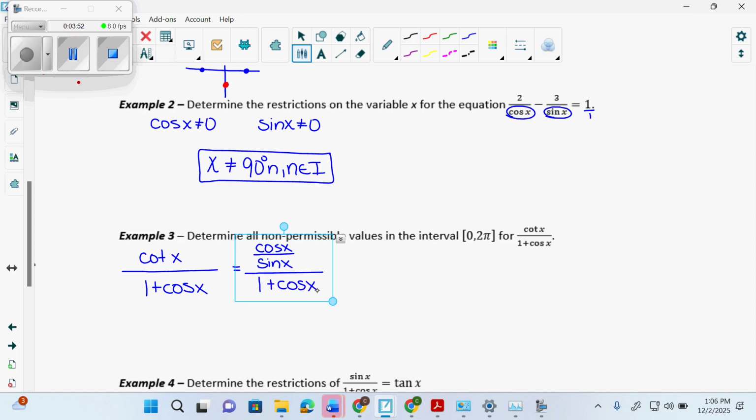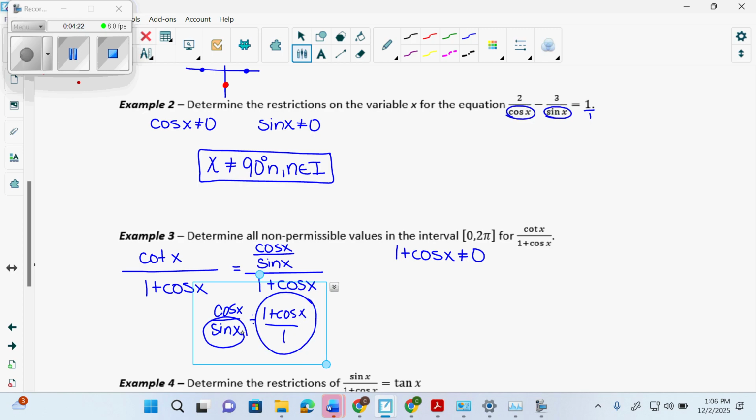So what are my denominator issues? 1 plus cos x. 1 plus cos x can't equal 0. There's also another denominator, sin x. It's still a denominator even if it's in the numerator. Because I could write this out sideways. I could go cos x over sin x divided by 1 plus cos x over 1. Anything on this side is divided by, and that's divided by. Do you see that? So that's why all of them count. Okay. So my other one is sin x can't equal 0.